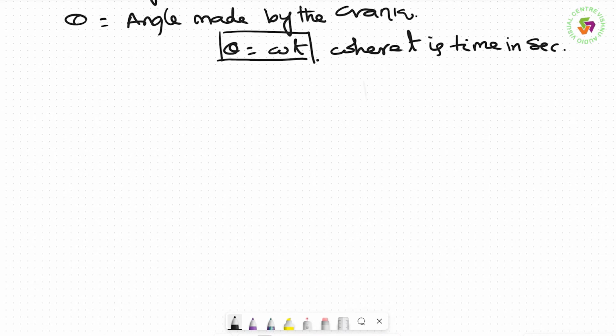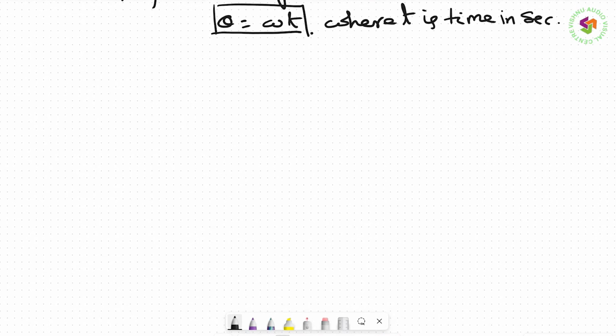Now let me draw the figure before taking it up. So this is the cylinder of the reciprocating pump. This is the suction pipe.